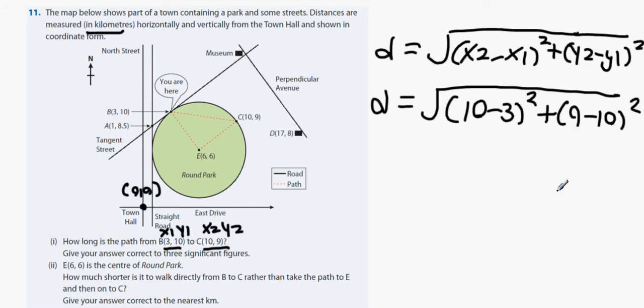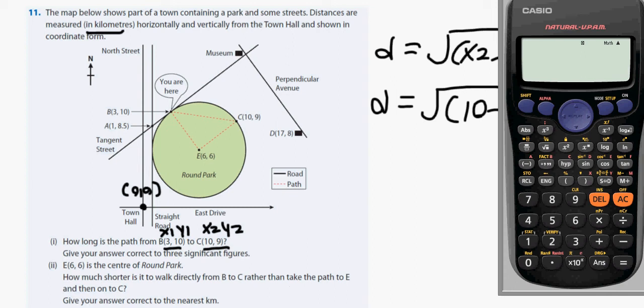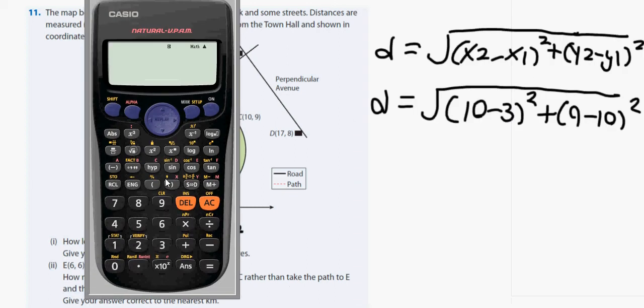And all you've got to do then is just quickly put everything into the calculator. Square root of 10 minus 3 squared, plus bracket 9 minus 10 squared. Just double check the calculator.